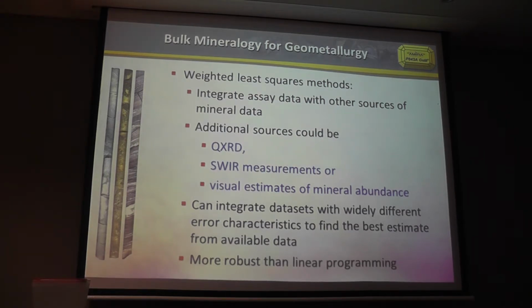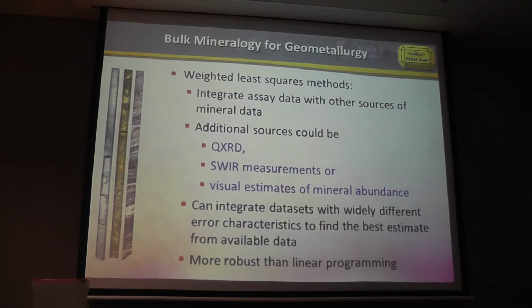XRD's got a much higher detection limit. It's much more robust, but its accuracy is not as good. Something like infrared, many people do high logger down the hole. High logger means that they've got estimates, perhaps relatively poor estimates, but they've got estimates of half a dozen hydrous minerals. That's extra constraints. And if you've got those extra constraints, you can use a weighted least squares method to actually use the two sets of constraints together and get your best guess.